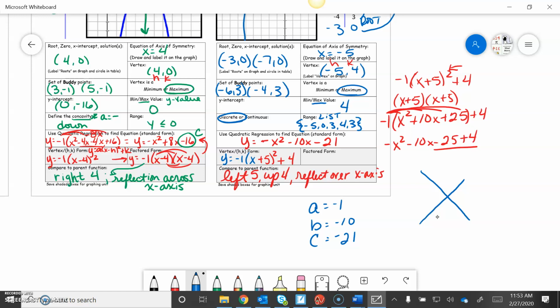So a times c, -21 times -1 is +21. b is -10. So I know both of these need to be negative. A negative times a negative is in fact a positive. So -7 times -3 is a +21, and -7 and a -3 is a -10. So now I can go ahead and do my grouping. So I had -1x squared minus 7x minus 3x minus 21. I'm going to group these.